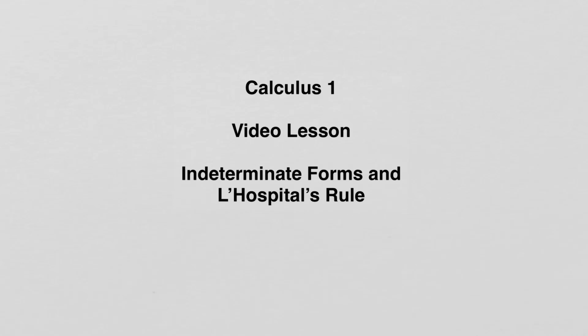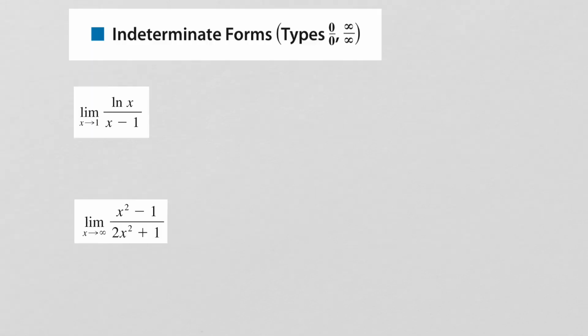Indeterminate forms and L'Hopital's rule. In this section, we are going to talk about various types of indeterminate forms. The first type is the type 0 divided by 0 or infinity divided by infinity.